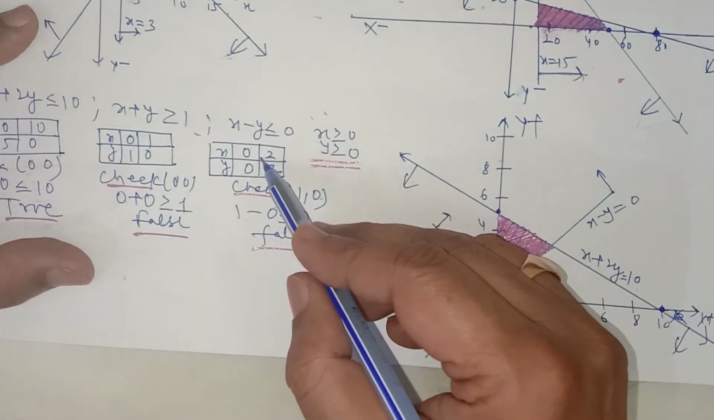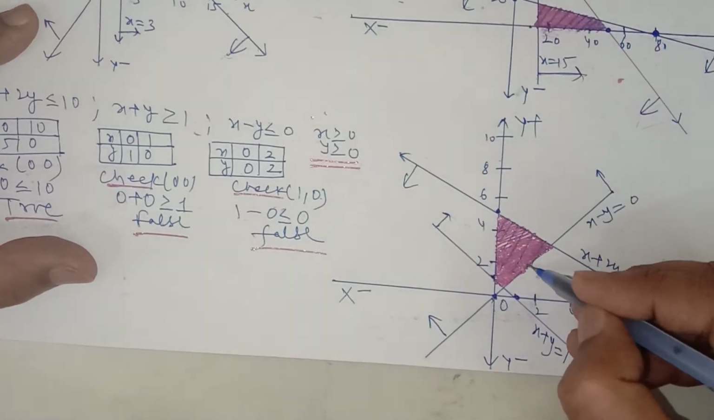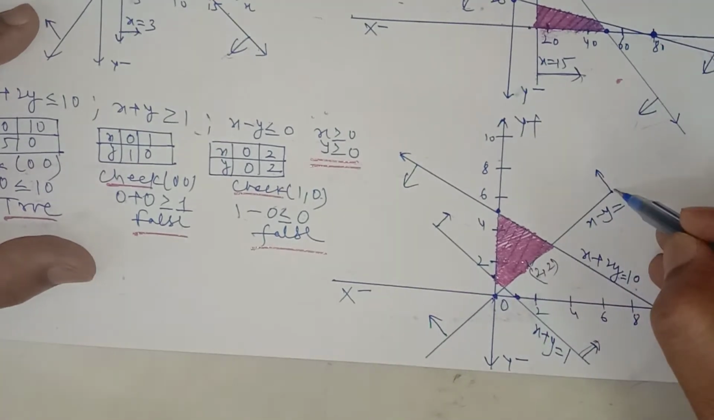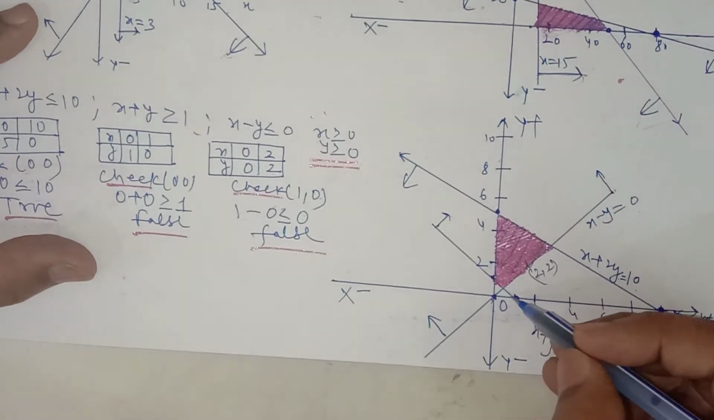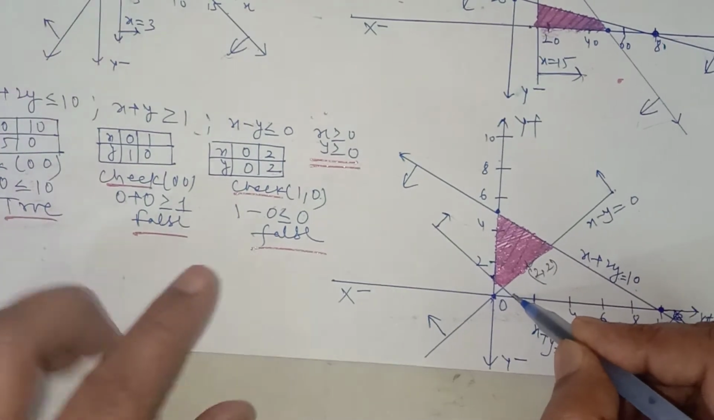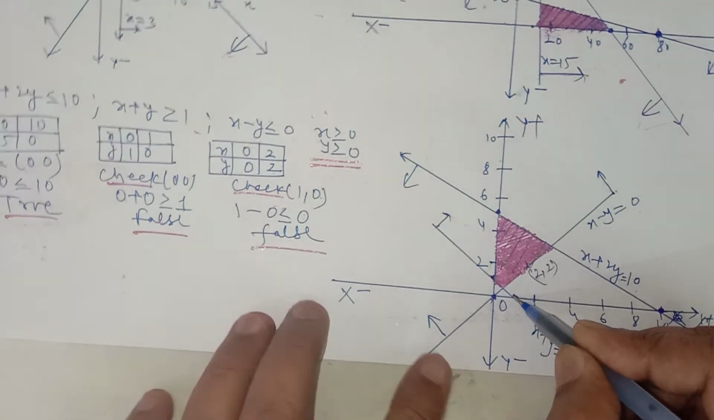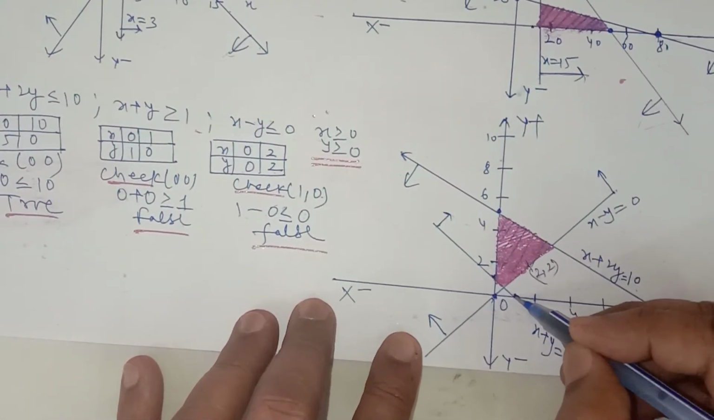And the last equation: x = 0, y = 0 and x = 2, y = 2 is this point, (2, 2). It will be passing through this, and this line represents x minus y equal to 0. Because I have checked whether (1, 0) is the solution of this or not, and (1, 0) is not the solution of this, it will be shaded away from this point (1, 0).